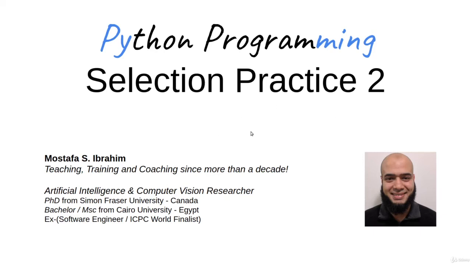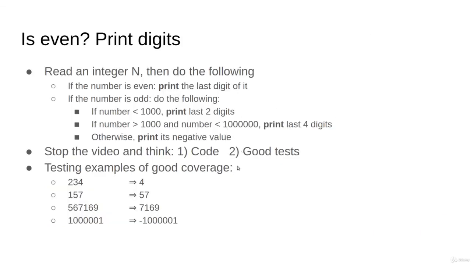Let's make bigger practice. We have a program that has a lot of logic, but the logic is given to us in an if-condition style. You will read an integer n. If the number is even, you will print the last digit of it. For example, 234 is an even number, so we print the last digit, which is 4. Otherwise, if the number is odd, we do one of the following conditions.